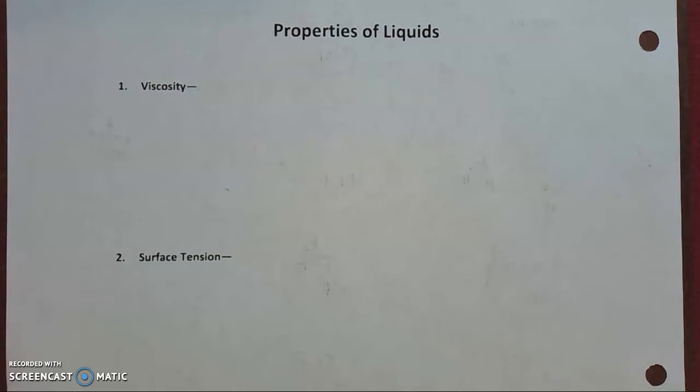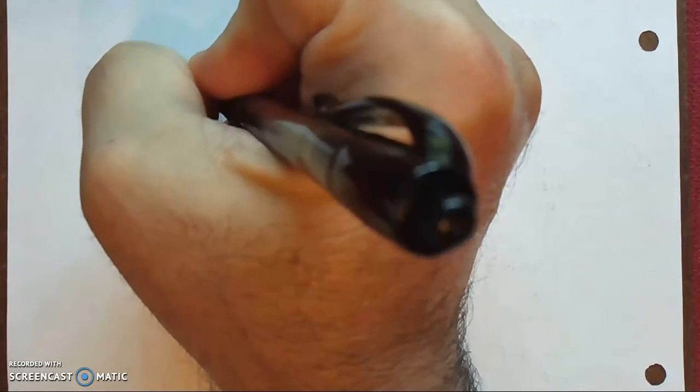So we are going to start looking at different properties of liquids. And we're going to talk about the intermolecular forces and how they create these properties and how they affect them. So the first property that we're going to look at is viscosity. And you might have heard this term before. It is a resistance to flow.